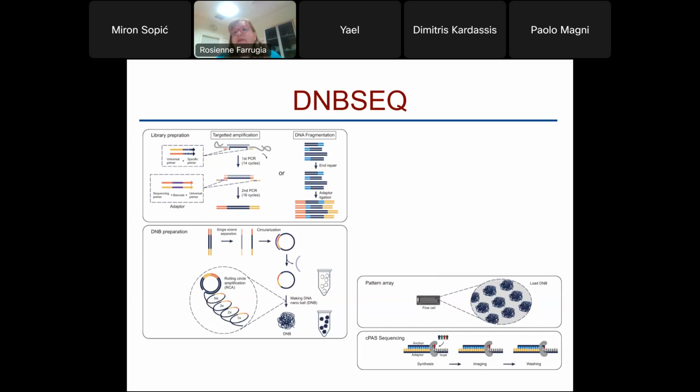The difference here is that because that nanoball contains many, many copies of the same sequence, we have this thing happening within the nanoball at hundreds, if not thousands, of different places, giving us a strong enough signal to be detected. So a nucleotide is added, the nanoball slide is imaged, the nucleotide is unblocked, everything is washed, and the next nucleotide is added. And in this way, we generate sequencing data.